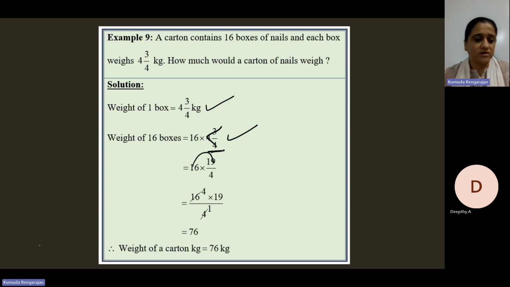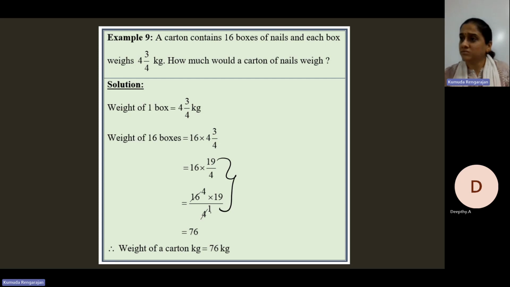Then multiply the numerators. Next step, we should multiply the numerators, 16 into 19. Product of the numerators divided by, in the denominator, it's actually a 1 here, so you can just write that 4. You don't have to write 1 into 4. Just write that 4. Do we understand this step, children?